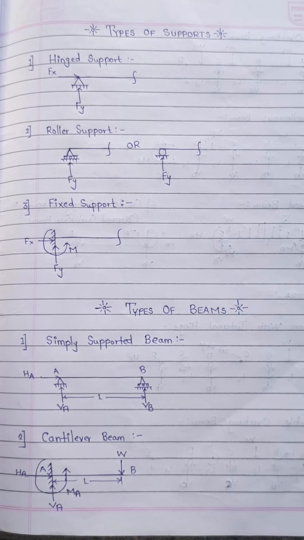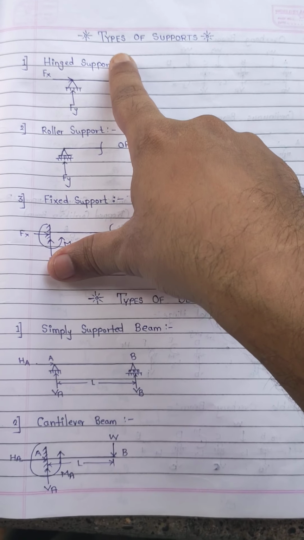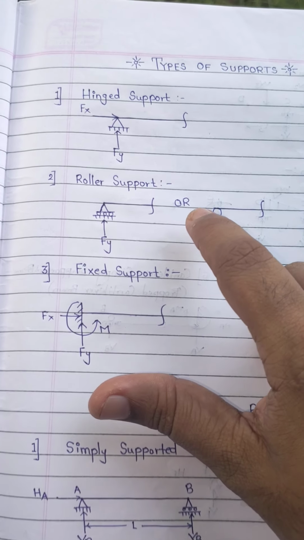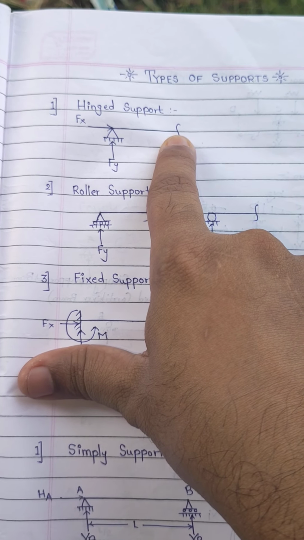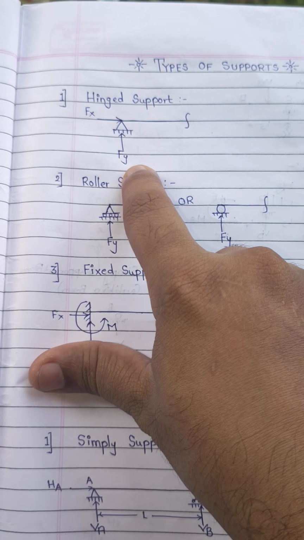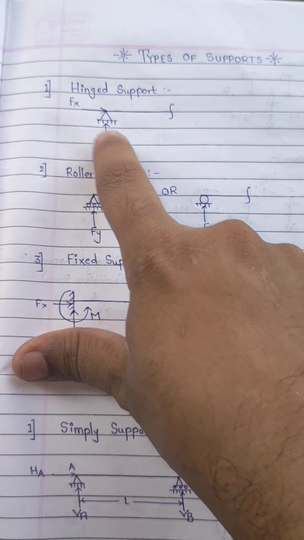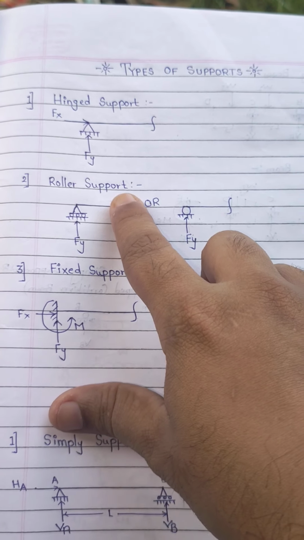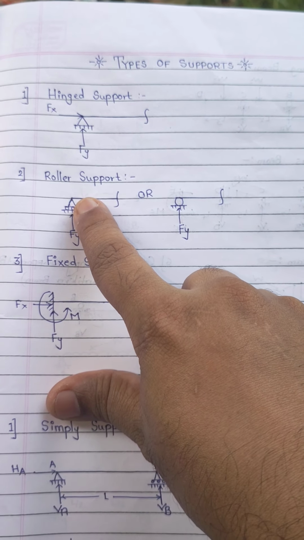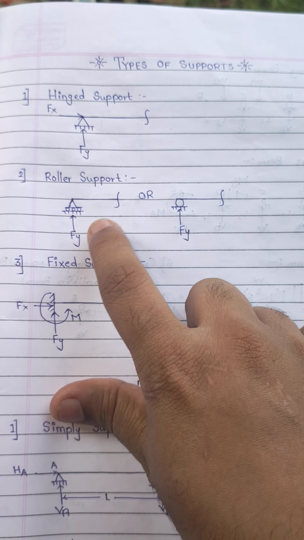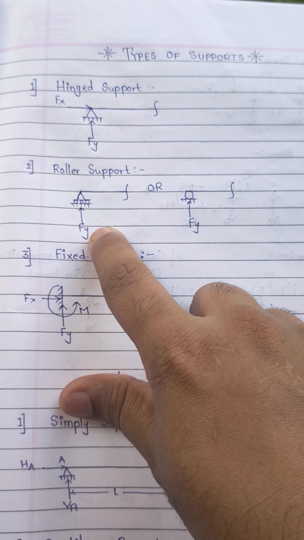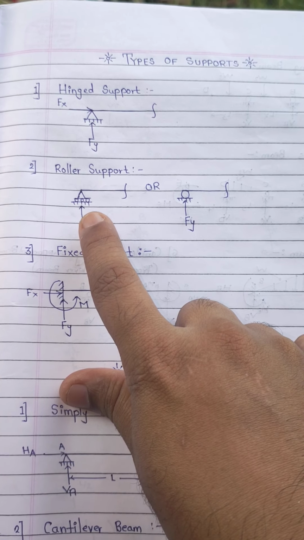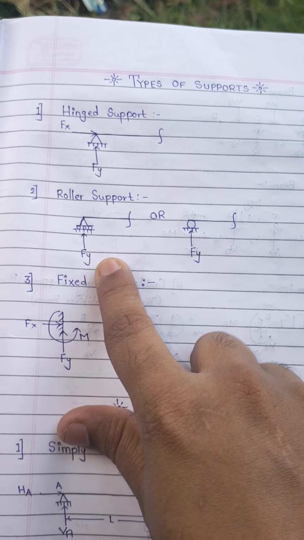So let's start with the video. In this video, the first thing we are going to study is types of supports. Normally the supports you have are, first, hinge support. In hinge support you have two unknowns, that is Fy and Fx, meaning a vertical unknown and a horizontal unknown. Then you have roller support, where you have only one unknown, that is vertical. Roller support can be shown either this way or this way. This is again elaborated as fixed roller and hinge roller.